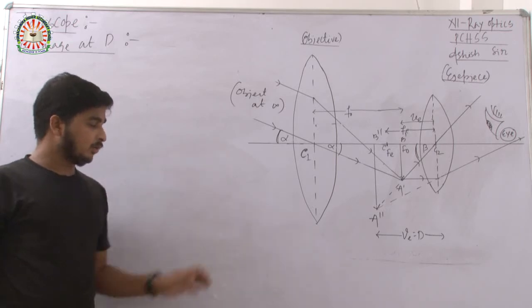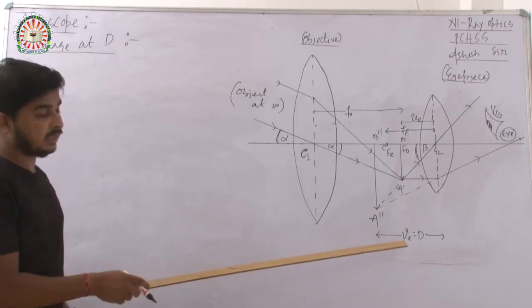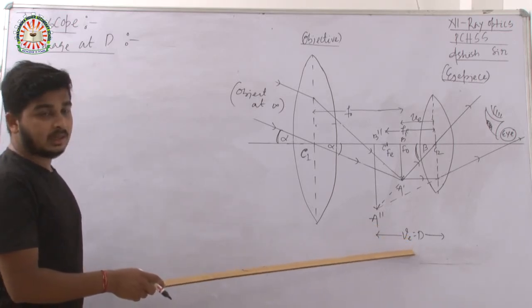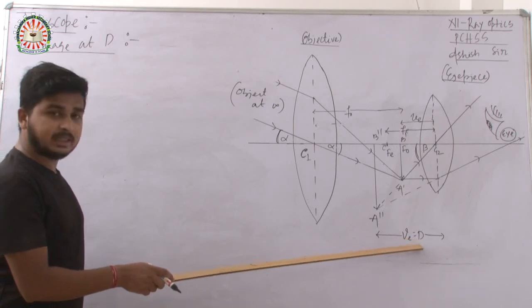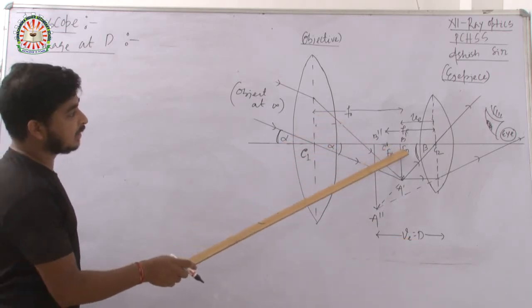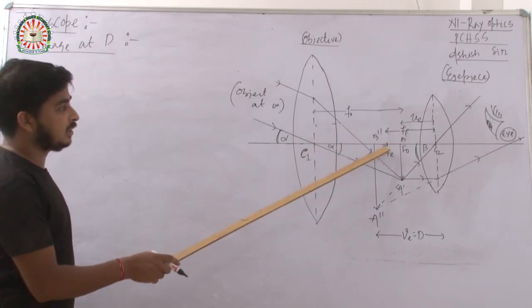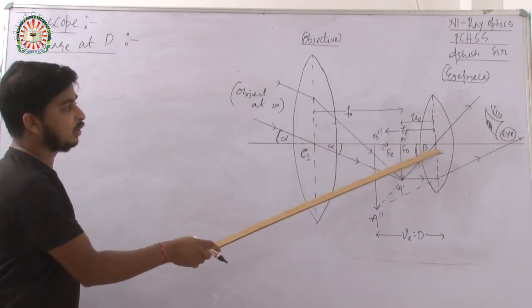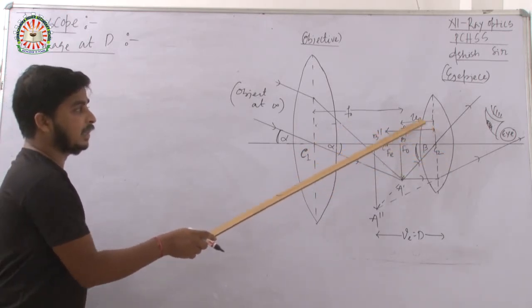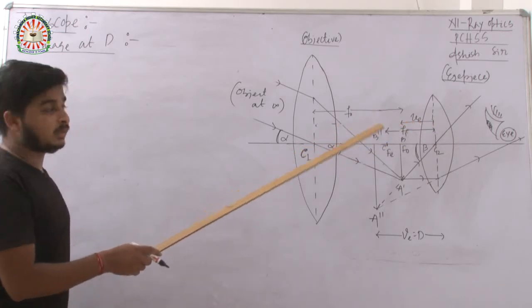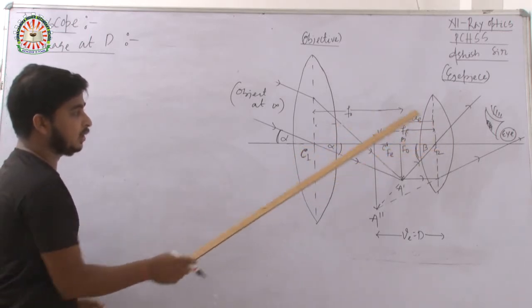Now this is the distance D, or I can say BE, the image distance from the eyepiece. This is FO and C1, FO means focal length of the objective. This is FE and C2, the focal length of the eyepiece, and UE is the object distance of the eyepiece, B'C2.